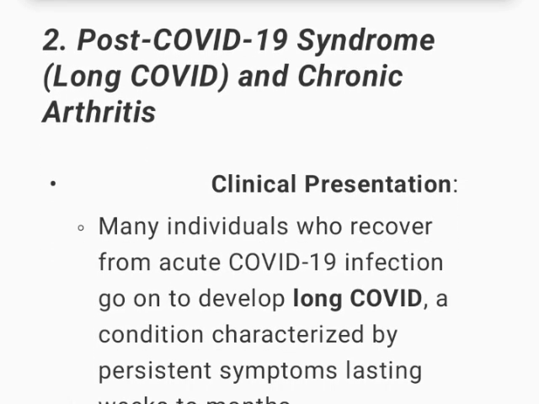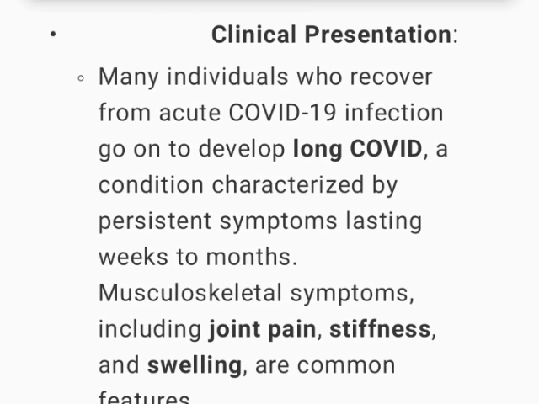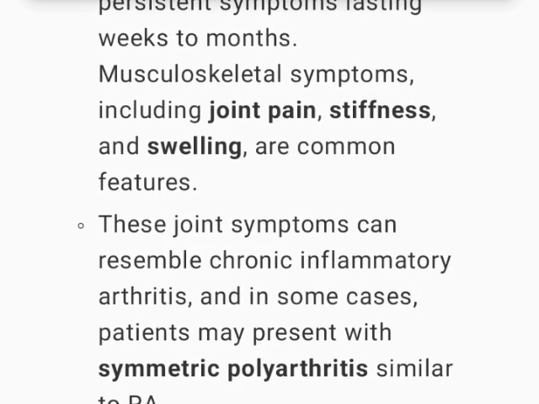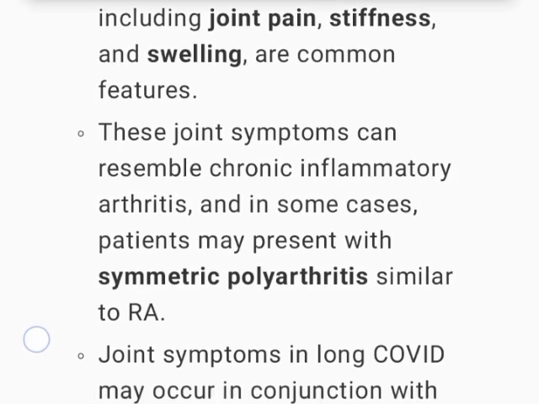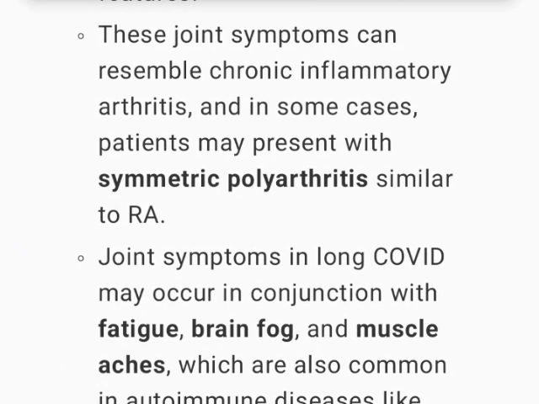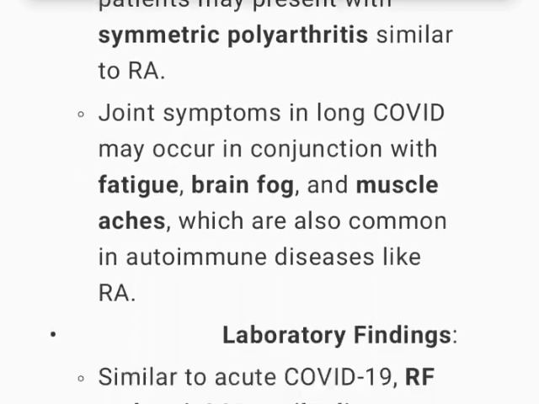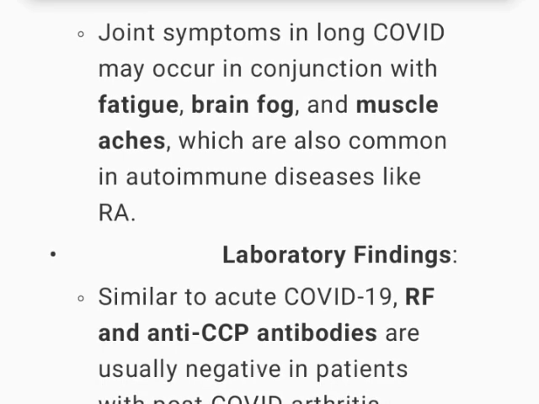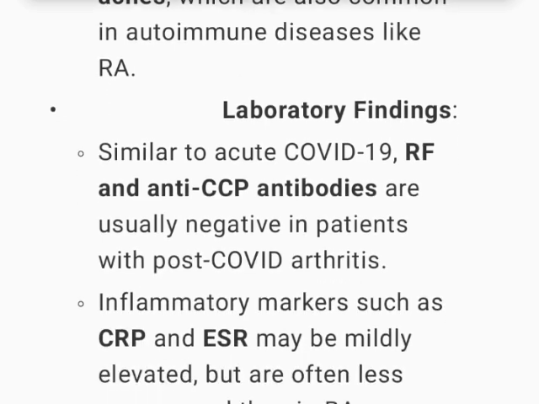2. Post-COVID-19 syndrome, long COVID, and chronic arthritis. Clinical presentation. Many individuals who recover from acute COVID-19 infection go on to develop long COVID, a condition characterized by persistent symptoms lasting weeks to months. Musculoskeletal symptoms, including joint pain, stiffness, and swelling, are common features. These joint symptoms can resemble chronic inflammatory arthritis, and in some cases, patients may present with symmetric polyarthritis, similar to RA. Joint symptoms in long COVID may occur in conjunction with fatigue, brain fog, and muscle aches, which are also common in autoimmune diseases like RA.